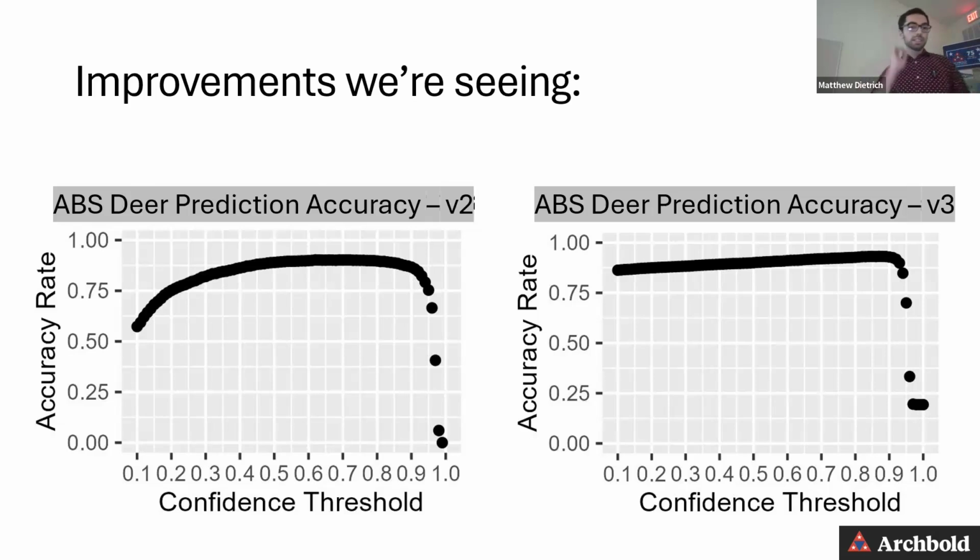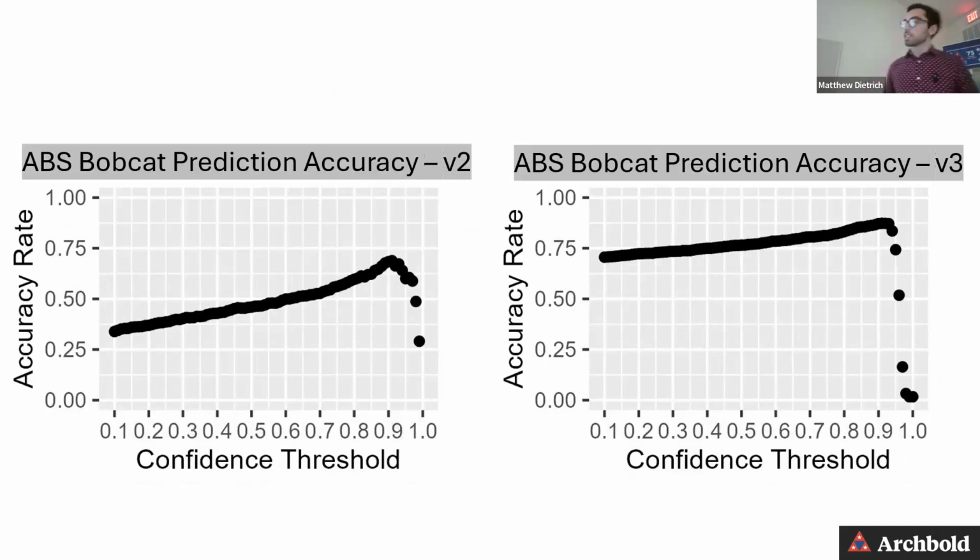Specifically, this is deer from Archbold Biological Station camera traps. And these are some of the testing data sets that we've set aside and haven't gone into training the model. And this is another example of bobcats at Archbold Biological Station. So we can see that in version 2, it peaked at just under 75% accuracy at a 95 or 90 or so confidence threshold. And then in version 3, we're reaching more of a low 90s% accuracy, at a 90% confidence threshold.